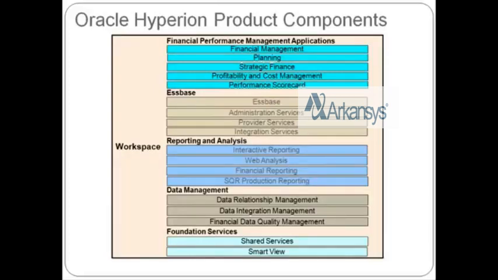So these are the few things. Mostly with HFM, what we have been using is financial data quality management, where we maintain the quality check of the data by putting some validation checks and constraint checks and making sure that the right data goes into the system. Then we have a reporting analysis block, where you can see 4 blocks: interactive reporting, web analysis, financial reporting, SQL production reporting.